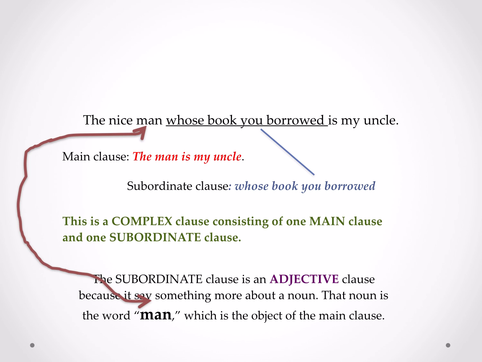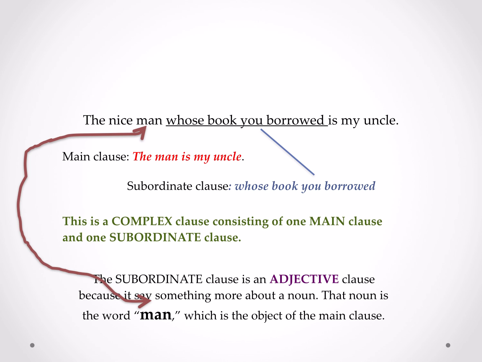We call the subordinating clause an adjective clause, whose book you borrowed, because it modifies or says something about a noun. The noun here is the man. Only adjectives and phrases that function as adjectives modify nouns. You're saying something more about the man. You're telling us more about him so we can figure out which man we're talking about. It's not just any man, it's the man whose book you borrowed.